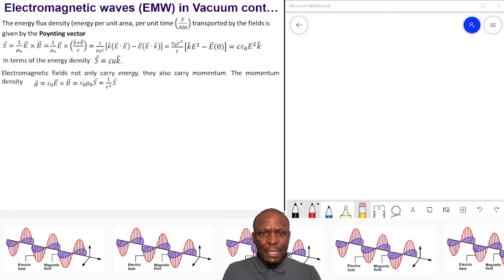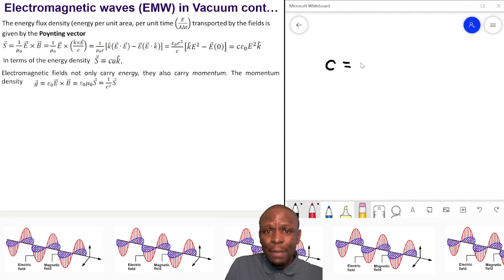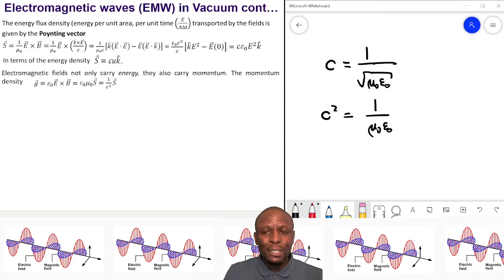Now let us also talk about the fact that the electromagnetic fields not only carry the energy, they also carry the momentum. The momentum density G vector is just given by this. In terms of the Poynting vector it is given by this, but we also know that the speed of light, c, is given by 1 over the square root of mu naught epsilon naught. So c squared is nothing else but 1 over mu naught epsilon naught. So that's what you are going to have.